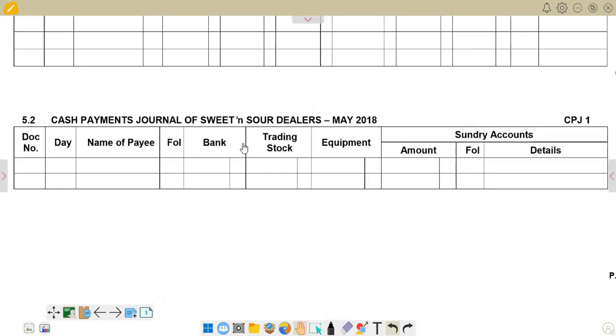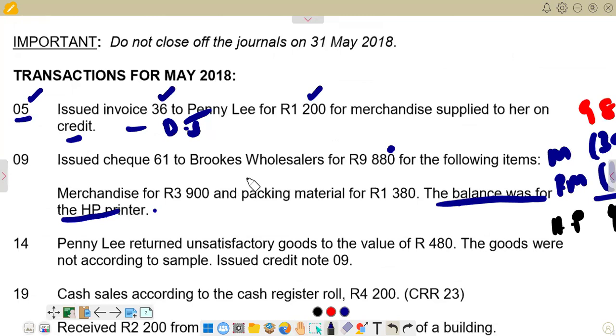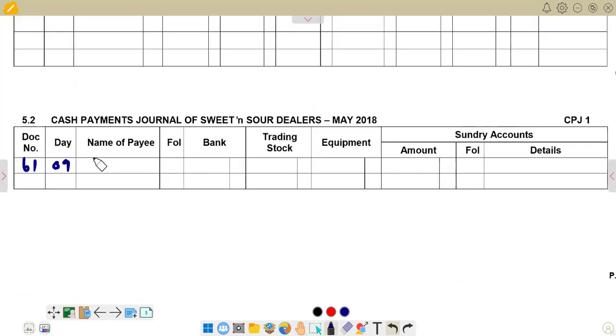We are now on the cash payment journal, which means we are in this journal. So for the document number, remember we've got 61. And for the day, remember it's 9, so we can just say 09. And for the name of the payee, who are we writing the check to? The check is being written to Brooks Wholesalers, so we can just indicate B for Brooks, and then Wholesalers. So this is what we have.